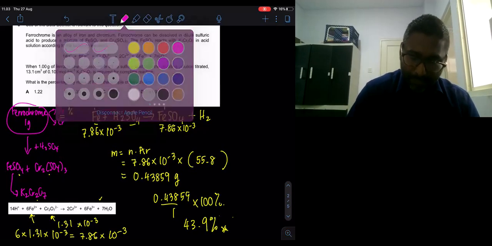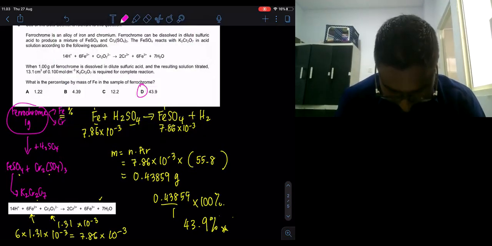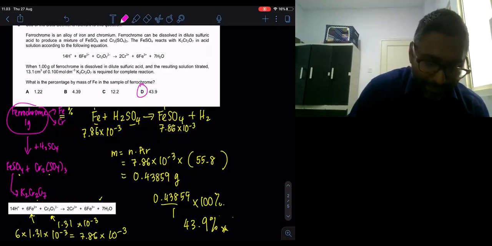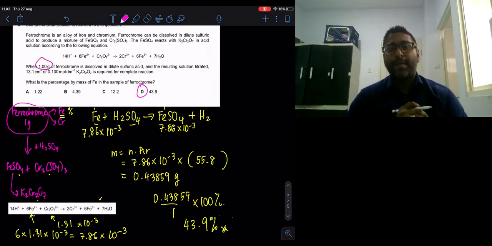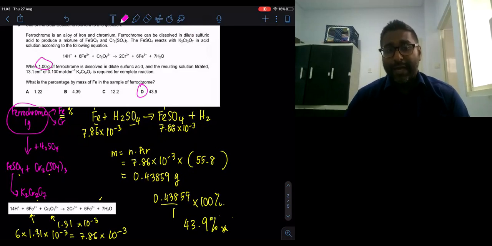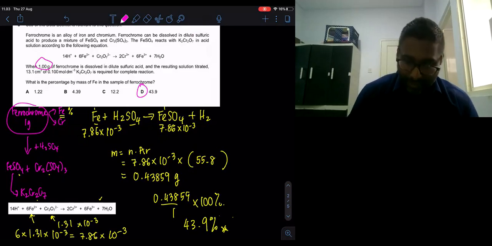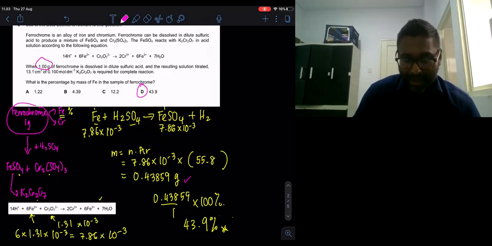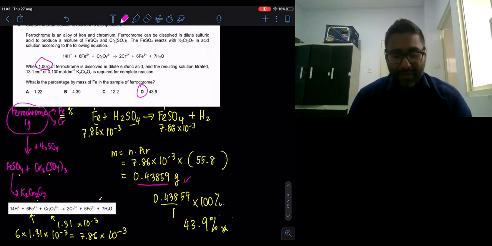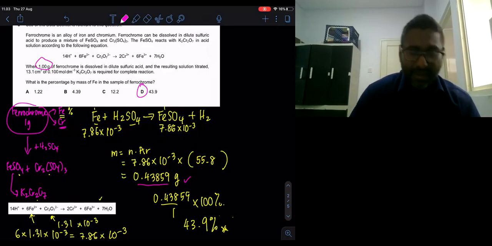Sir, why use 1 gram? Why use 1 gram? Because they say that they have used 1 gram of ferrochrome. Oh, okay, I didn't see. So out of that 1 gram of ferrochrome, we know that this mass belongs to Fe. It means the remaining 1 gram minus this value will give us the mass of Cr.